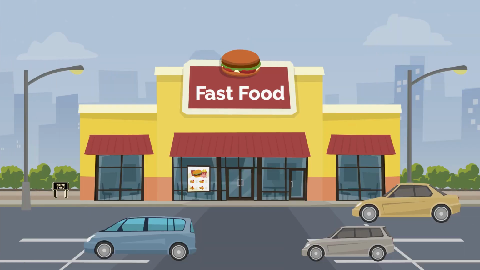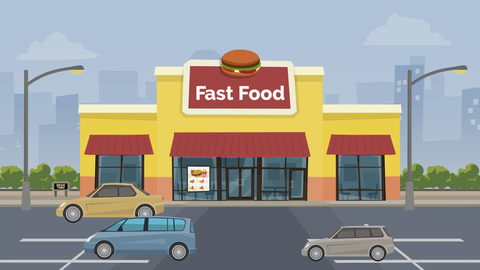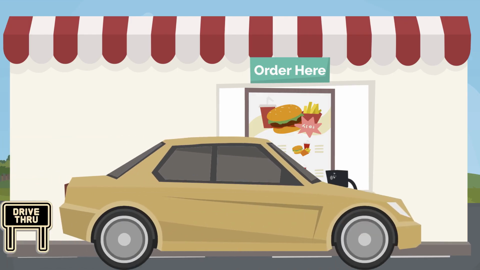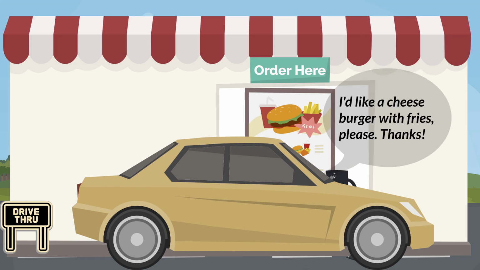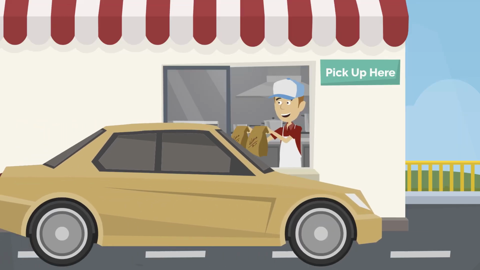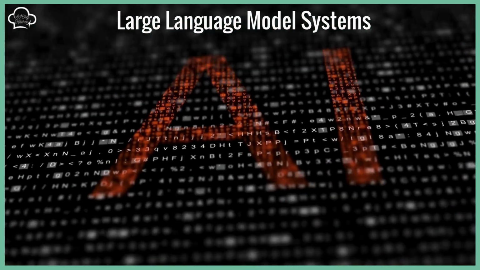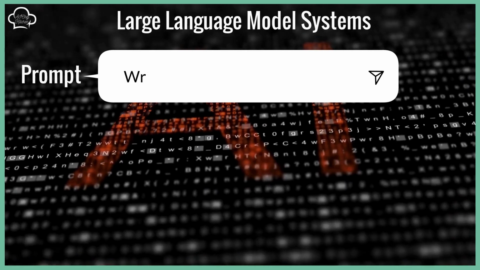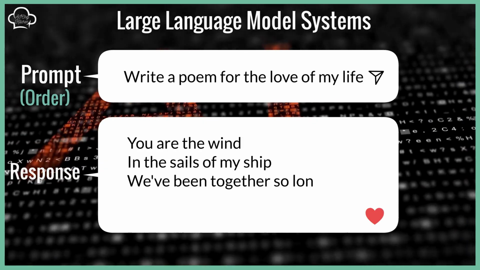Imagine you're cruising through your favorite burger joint, hungry for some yummy burger. You pull up to the drive-thru window and you speak into the intercom. "I would like a cheeseburger with fries, please." "Thanks." And by the time you reach the pickup window, your meal is ready to go. That's similar to how large language model systems work. You give them a prompt or a text, your order, and you get an instant response, your meal.